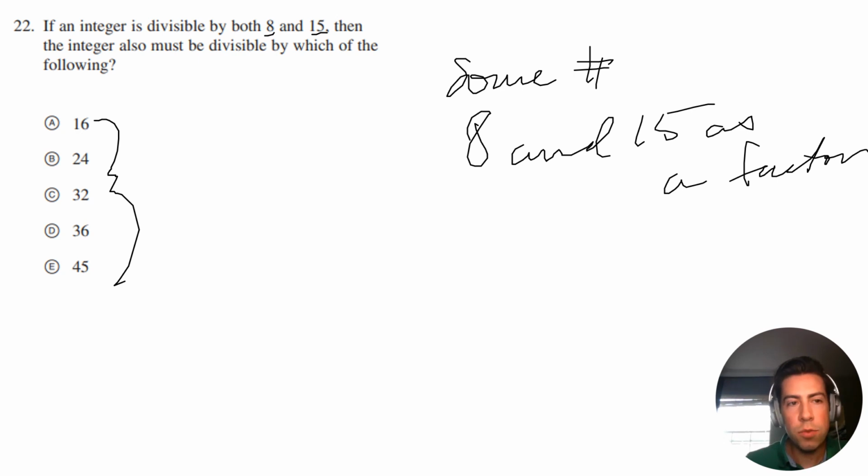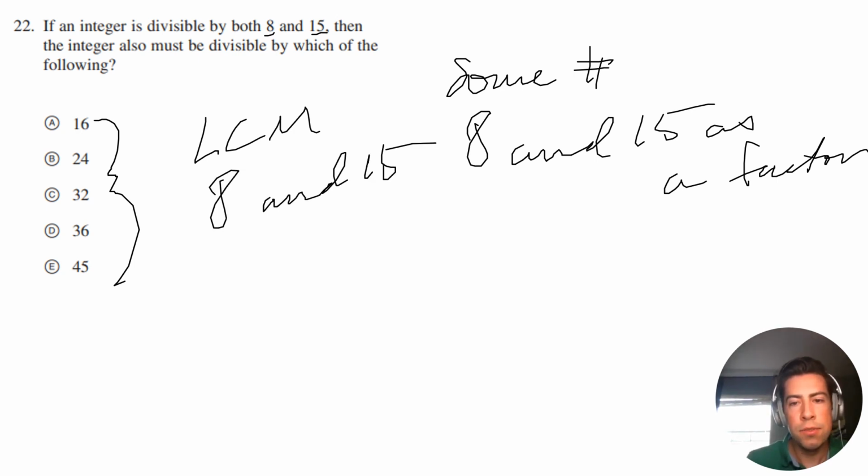So I think the easiest way to go about doing this is to first figure out the least common multiple, or the LCM, of 8 and 15. So let's think about it. 15 times 2 is 30, 15 times 3 is 45, 15 times 4 is 60, and 8 times 5 is 40, but we're not gonna get anything that's converging right off the top of my head.